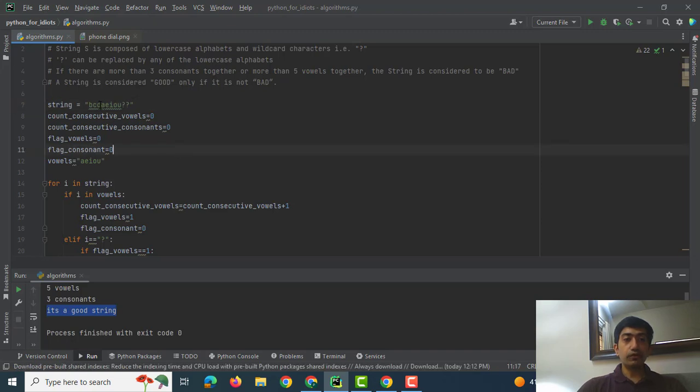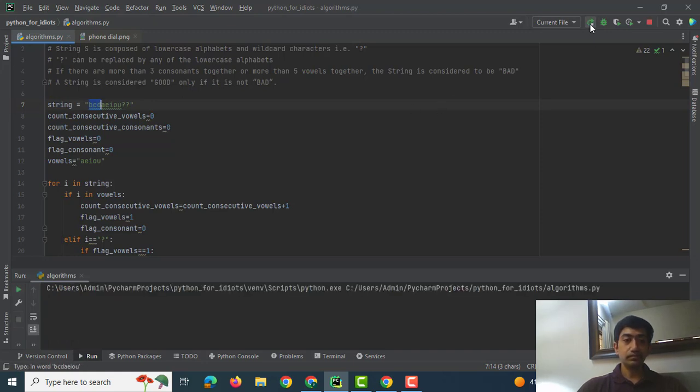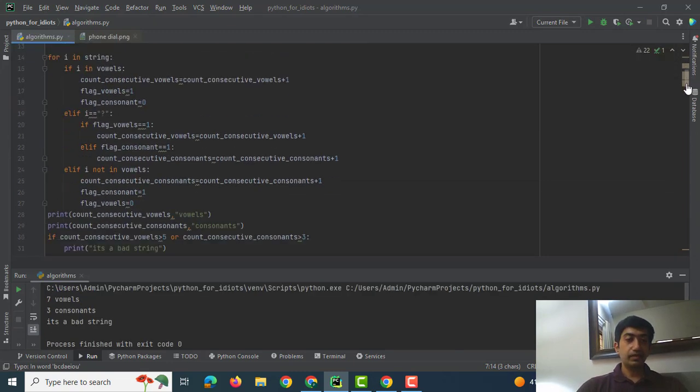So there are a total of 3 consonants together and 7 vowels together. So since one condition for bad string is true, that there are more than 5 vowels together, it would be classified as a bad string. So yes, there are 7 vowels together and 3 consonants together, so it is a bad string.